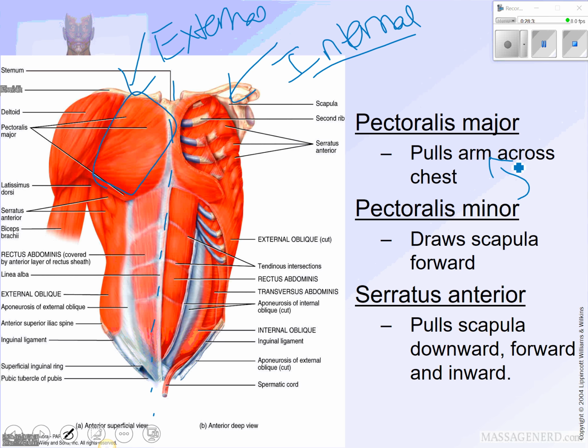Serratus anterior is this muscle here that attaches to ribs 1 through 9. It pulls the scapula downward, forward, and inward. You can see the serratus anterior on this side, and when you go deeper down, you can actually see it attaching to the ribs. So the muscles that position the pectoral girdle that we talk about are the pectoralis minor, serratus anterior, and the trapezius. There are 4 others, but those are the 3 we talk about.